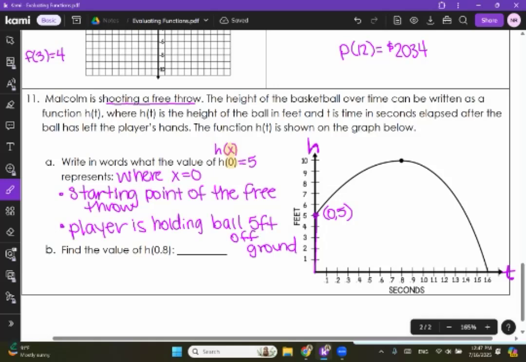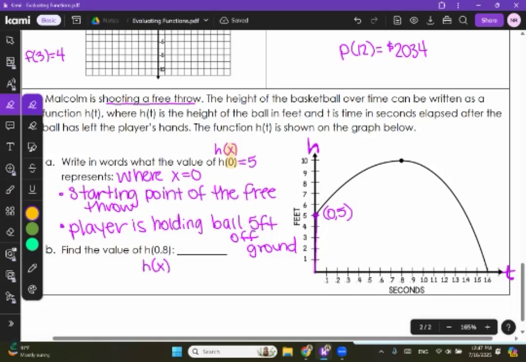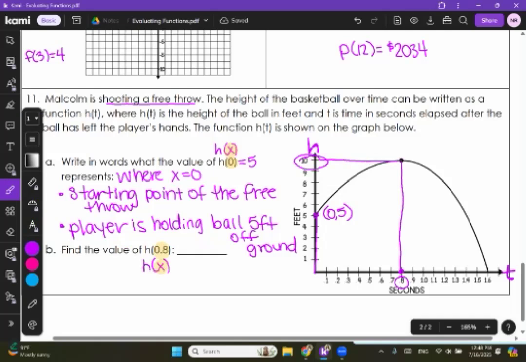Okay. Now it says find the value of h of 0.8. Well, h of 0.8, we think of h of x. So that means where x is 0.8, we find x is 0.8 right here. Go straight up, hit the dot, and if we go straight back across, what do we get? 10. 10 what? 10 feet off the ground. So its highest point reaches 10 feet.